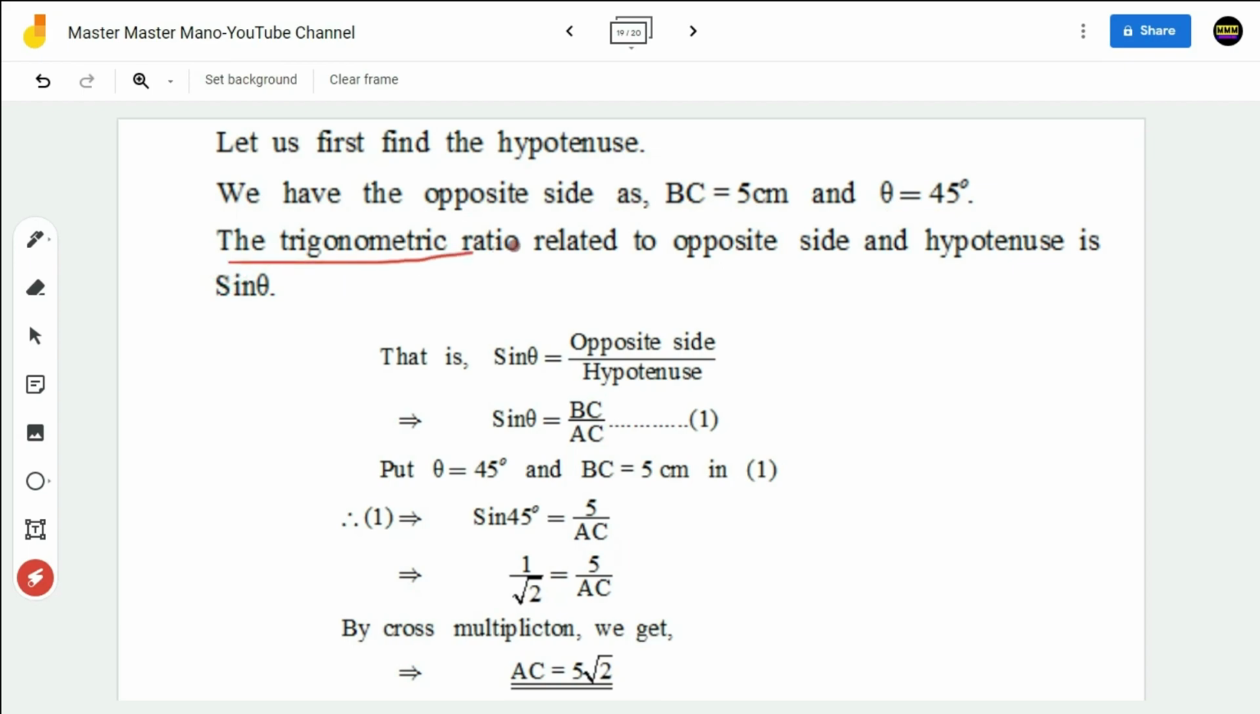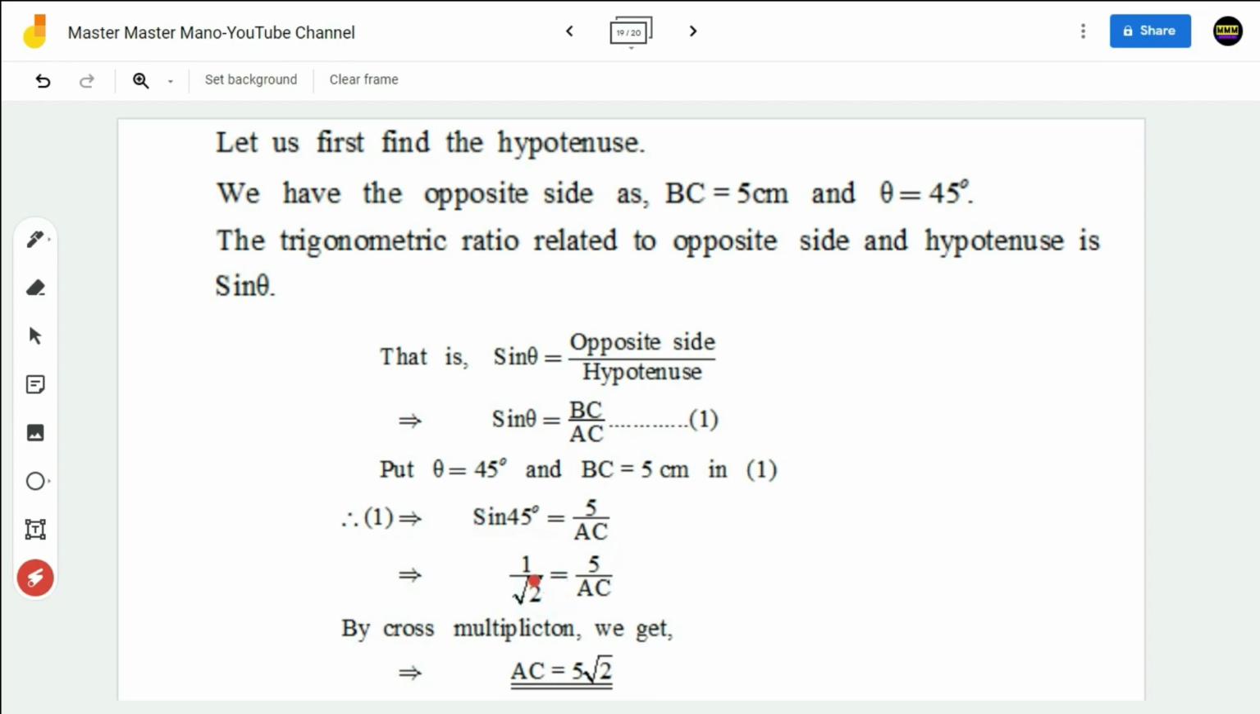We have the opposite side BC equal to 5 cm and theta equal to 45 degree. The trigonometric ratio related to opposite side and hypotenuse is sine theta. That is, sine theta equal to opposite side by hypotenuse. Sine theta equal to opposite side BC by hypotenuse AC. Put theta equal to 45 degree and BC equal to 5 cm in the first equation. Therefore, the first equation becomes sine 45 degree equal to 5 by AC. The value of sine 45 degree is 1 by root 2.